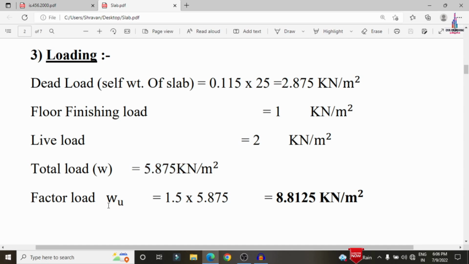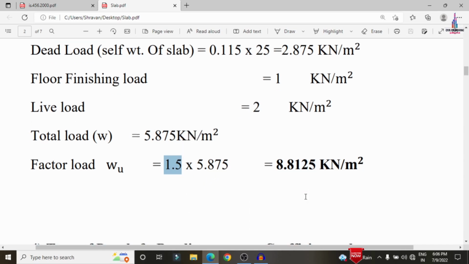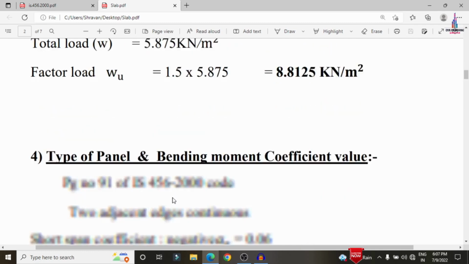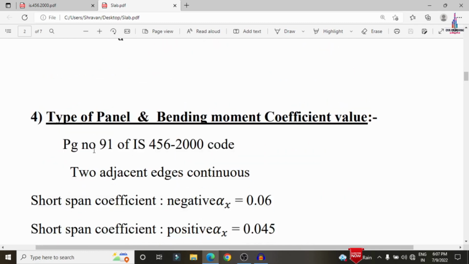That's why I am considering the factored load as 1.5 times 5.875, which comes to 8.8125 kilonewton per meter square here. The next step is the calculation of the bending moment value.